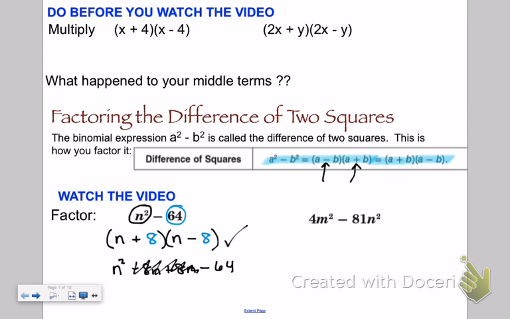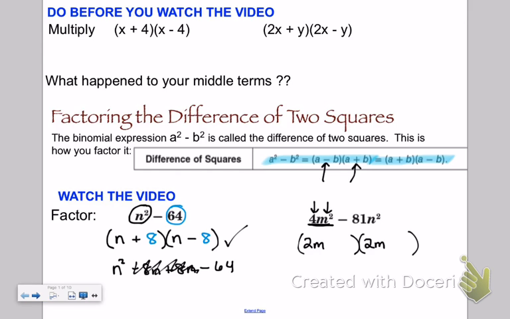Let's look at the second one. Let's think about what times itself is 4m squared. Well, I know that 2 times 2 is 4, and m times m is m squared.